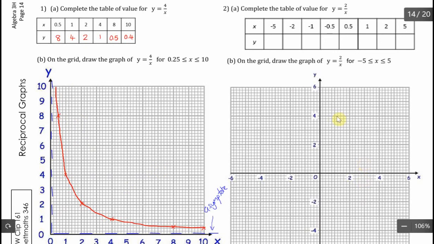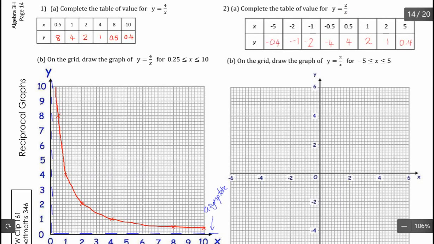Let's have a look at what happens when we've got all 4 quadrants to have a look at, and some negative numbers to put in as our x-coordinates as well. Right, so I'm going to start with the positive numbers since it seems easier. 2 over 5, 2 divided by 5, 2/5 is 0.4. 2 over 2 would be 1. 2 over 1 would be 2. 2 over 0.5 would be 4. Okay, and same x coordinates, just negative, so 2 divided by negative 0.5 would be negative 4. 2 divided by negative 1 would be negative 2, and so on. I'm just going to get the negatives of those values I had over on the right.